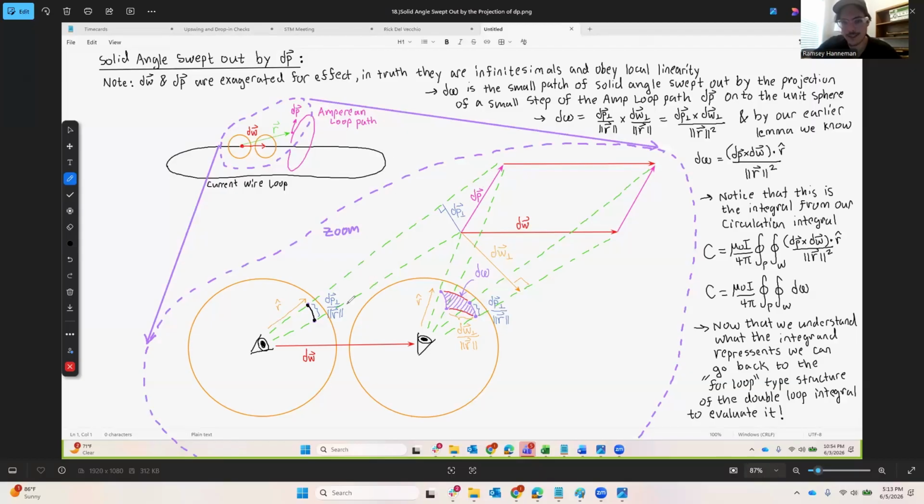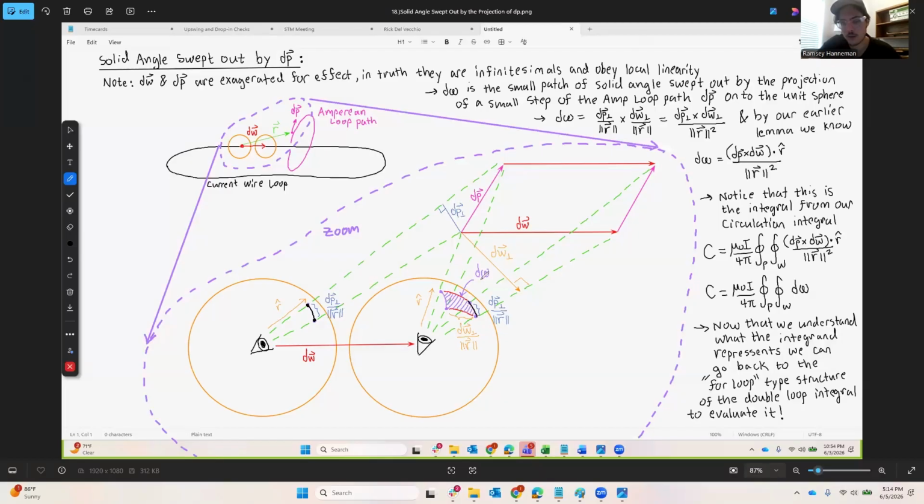Then you take a step, and as you take the step, you keep your eye fixed on dP. The projection of dP appears to sweep across your field of vision. And the amount it sweeps across by is equal to dW perpendicular divided by the magnitude of R.